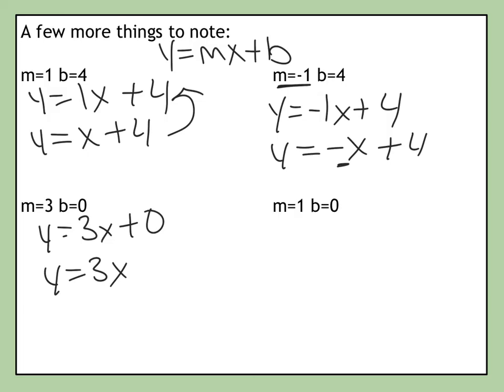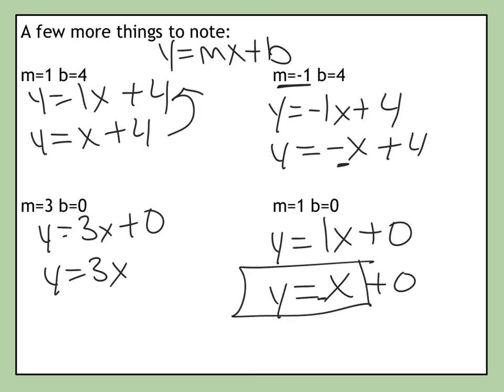And then lastly, if you have an equation where m equals 1 and b equals 0, you may want to write it y equals 1x plus 0, but what is technically correct here is y equals x, and that's it. Because you know that if there's nothing in front of the x, it's going to be 1, and if there's nothing added on, you're technically adding 0. So this is what the correct equation would be there.